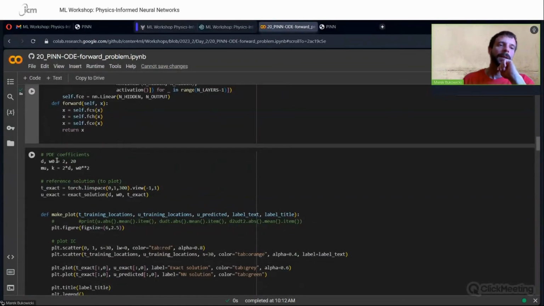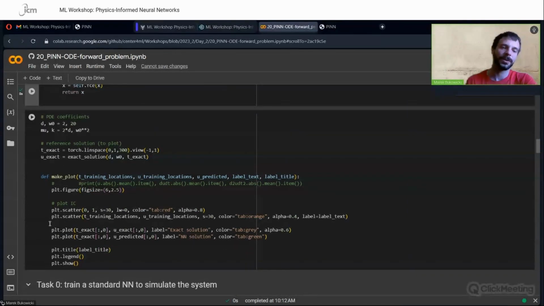As we said here, we have the d and omega 0 parameters, we get the time points which are equally distributed between 0 and 1, and we have the exact position by using our exact solution function. We also have some functions to plot.